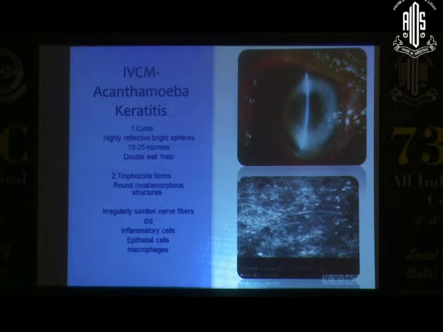And these are larger structures, about 10 to 25 microns, and very often you see the typical double wall with a stellate inner wall. You can also distinguish trophozoite forms, but these do not have a typical structure. They can be round, they can be oval, or sometimes even amorphous. And also, as we know, there's radial keratoneuritis. So the swollen nerves can also be imaged because the trophozoites have a tendency to cluster along the corneal nerves.